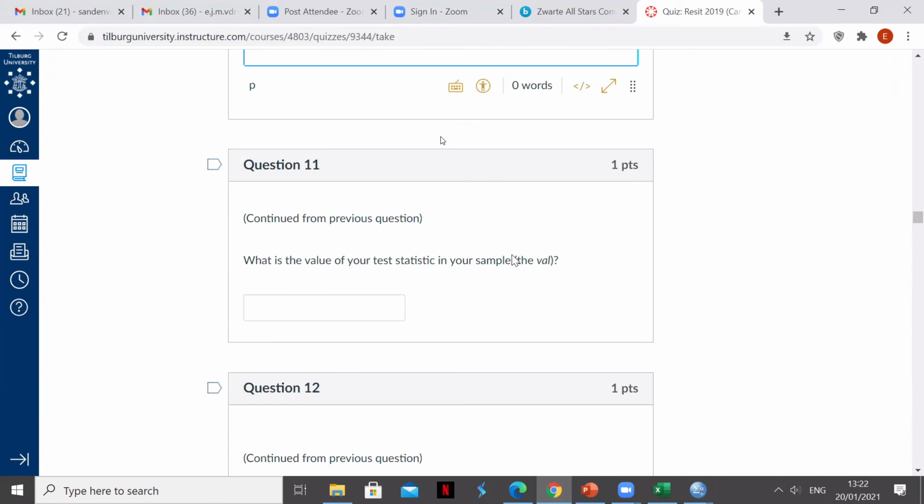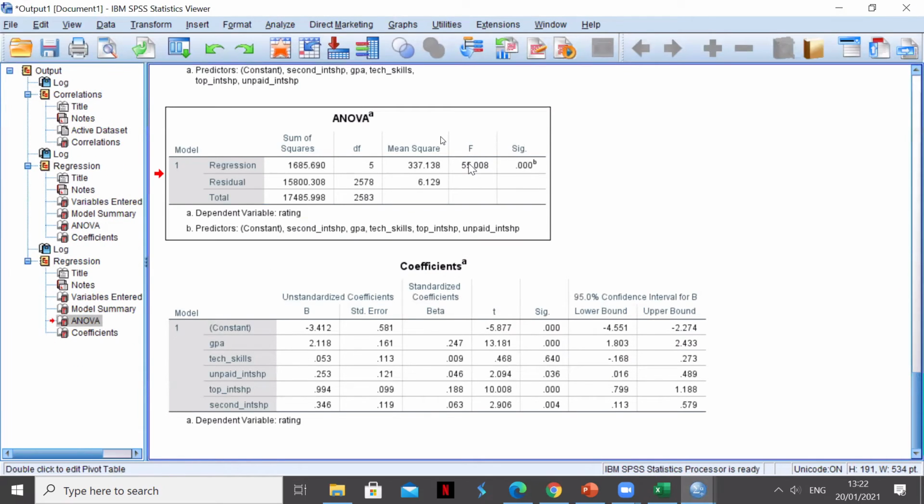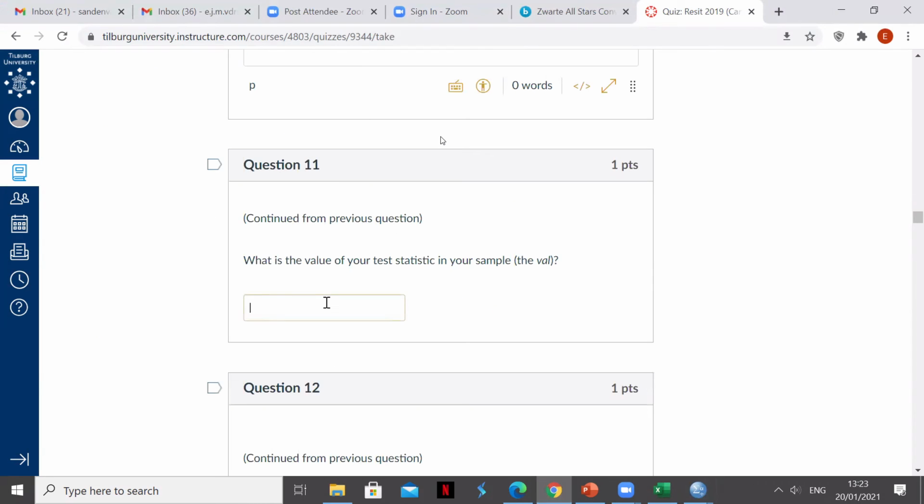And yeah. What is the value of your test statistic in your sample? Well, the F-test, as we said, you can just find it here. This is literally your answer. In a test, you don't need to do anything else. You can calculate it yourself, of course, if you know the formula, but why go the difficult way if you can do it easy, right? So it's 55.008.